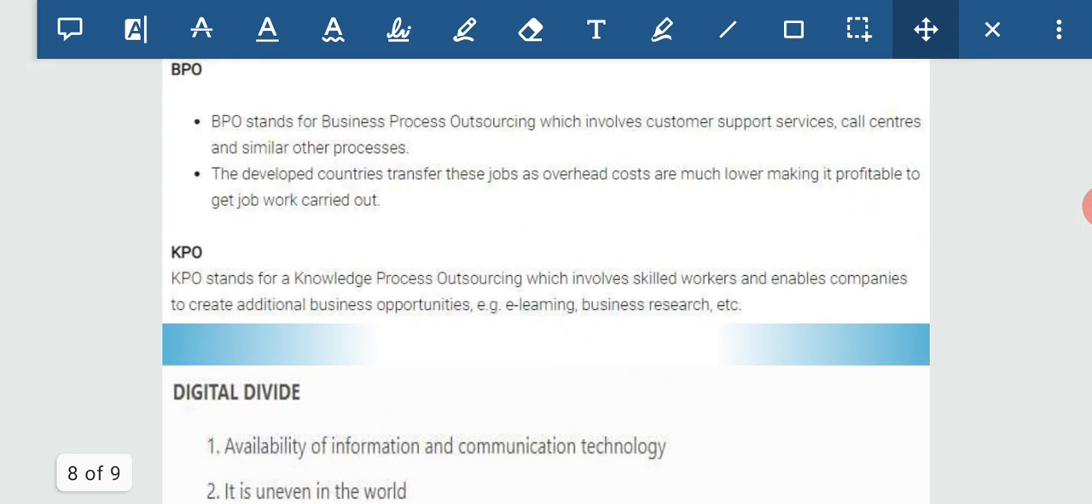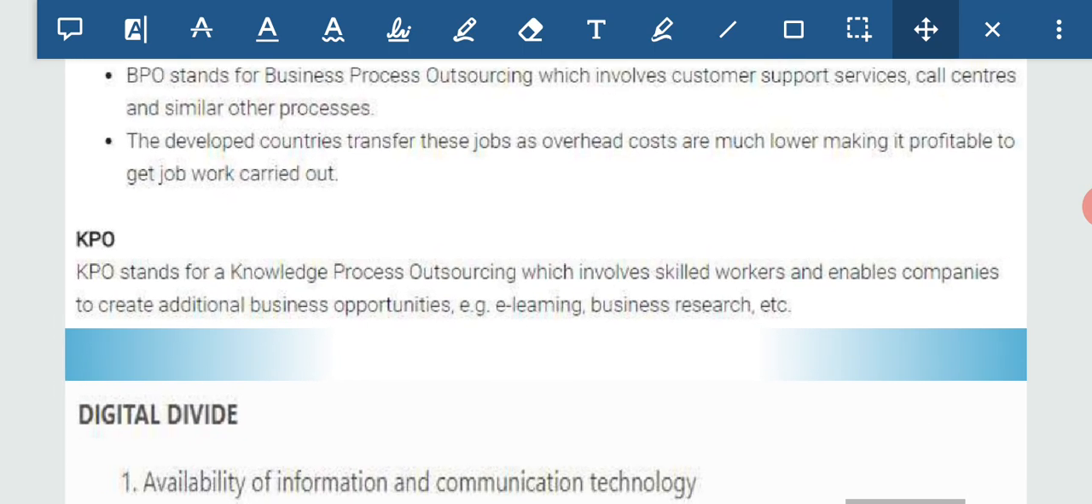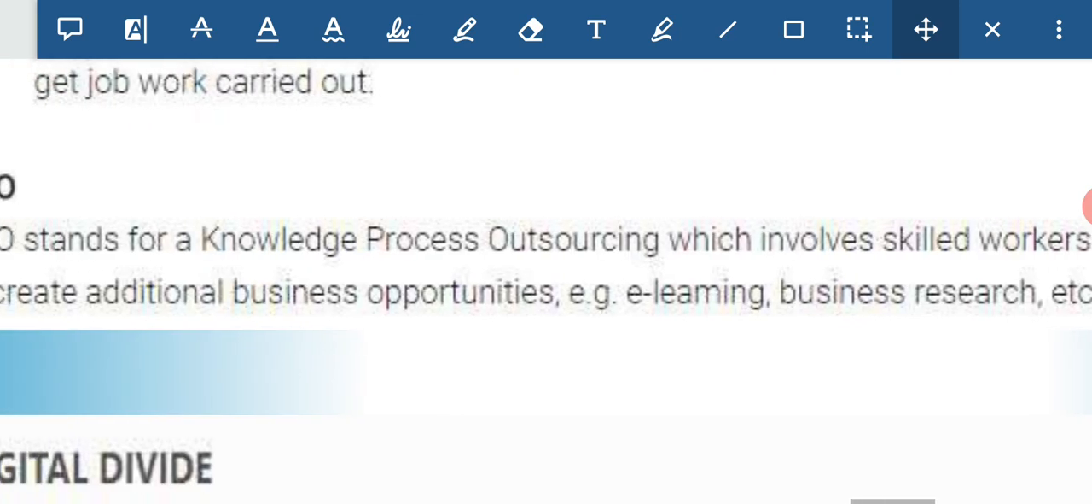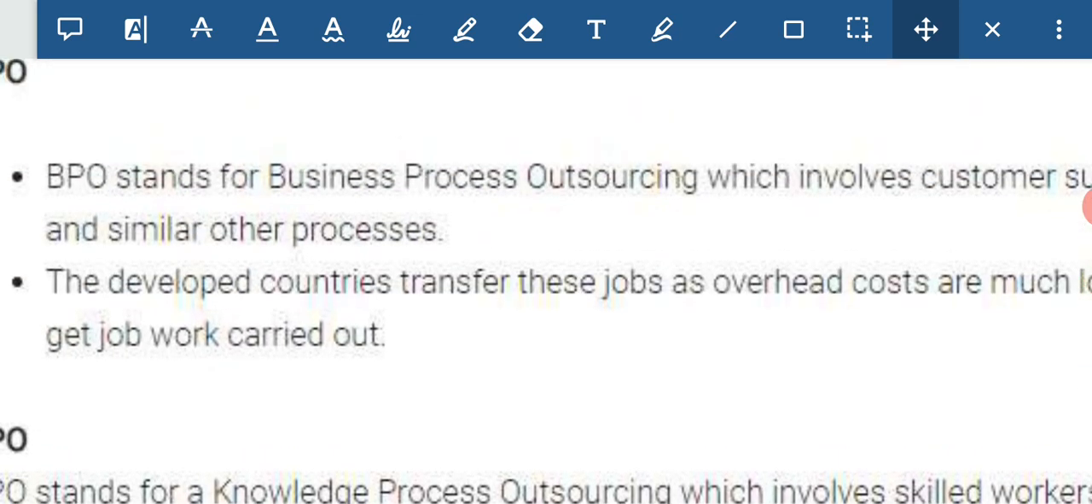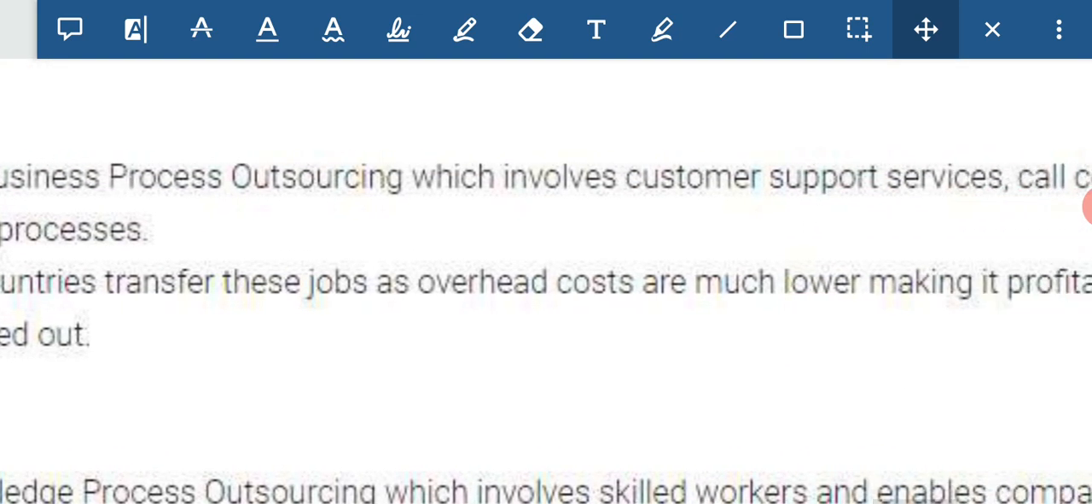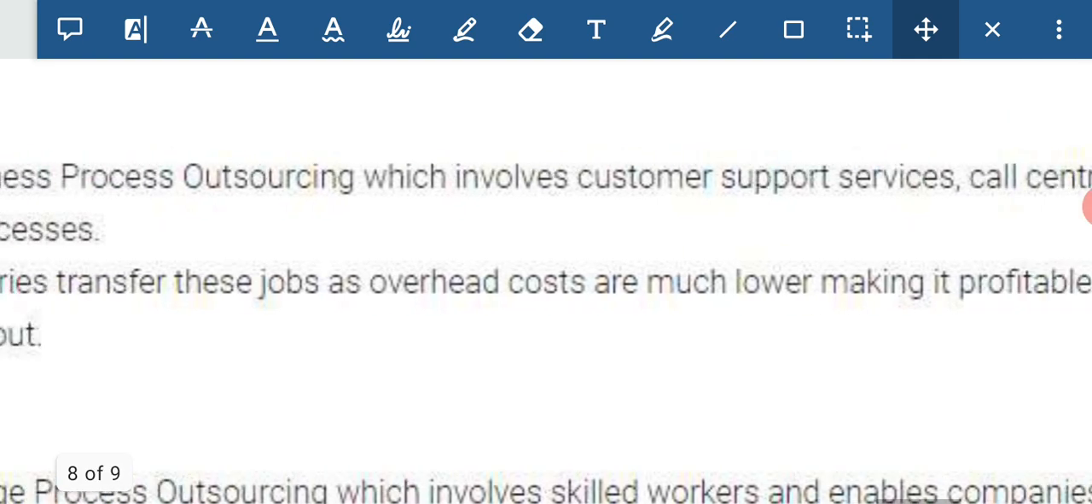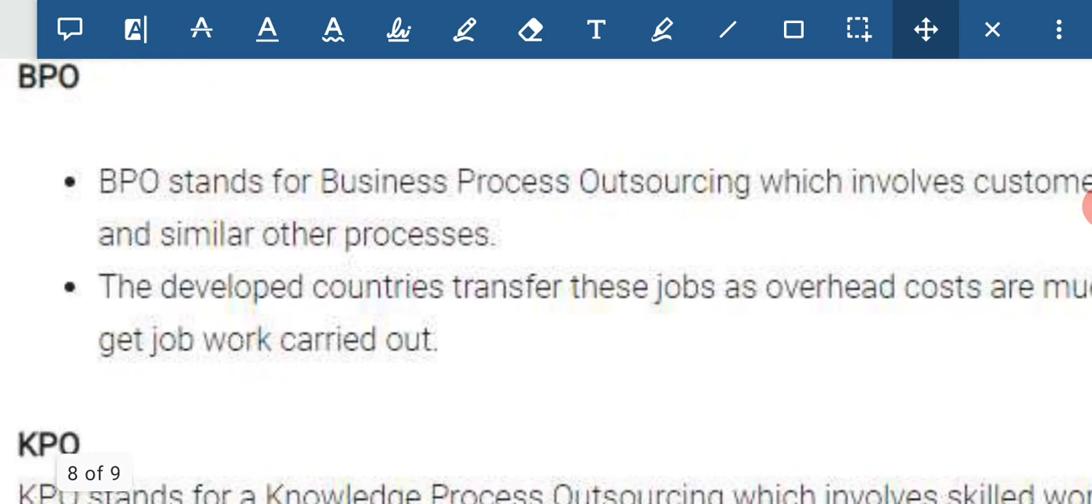Now there are two types of outsourcing. One is business process outsourcing and another one is knowledge process outsourcing. Now what is business process outsourcing? Business process outsourcing involves customer support services, call centers and similar other processes. Now just I gave the example. Suppose we want to make the car.